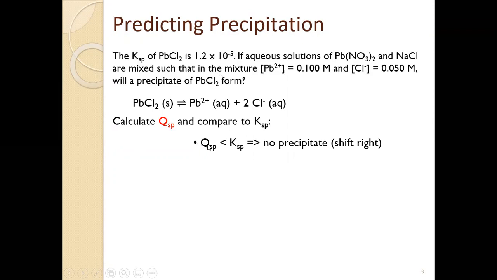Specifically, if the QSP that we calculate is less than the KSP at that temperature, that means the equilibrium will shift to the right. Shift to the right with solubility equilibria means presence of ions, which means that we've not yet saturated the solution, which means that no precipitate should form. But the opposite is true: if QSP is greater than KSP, that means the equilibrium will shift to the left, and shift to the left means the presence of a solid substance. So let's see that in action with this example, and then we'll do a slightly more complicated example on the next slide.